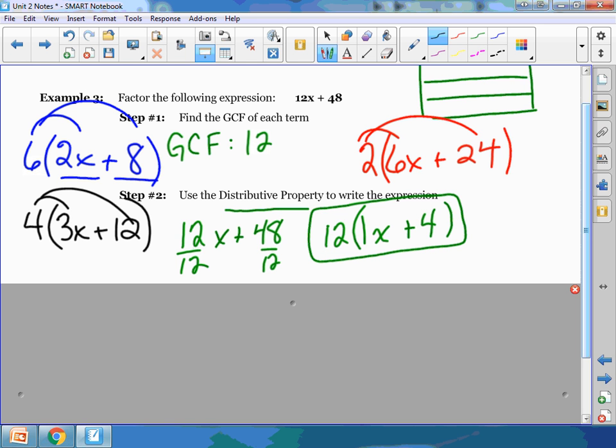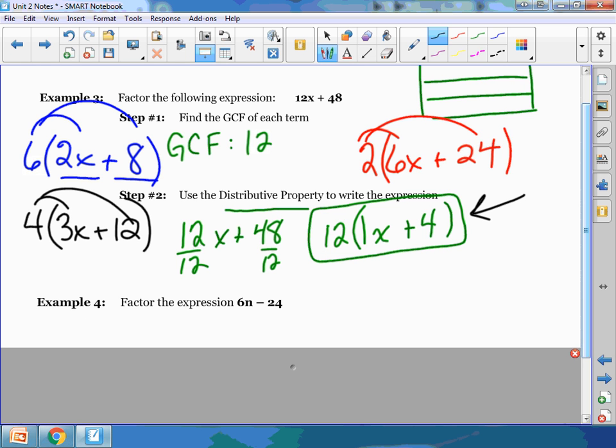The answer, though, that I wanted, when I ask you to factor the expression, I always want you to try to factor it with the greatest common factor. Okay? Because here's the thing. This 2 times this quantity, 6x plus 24, it's still not fully factored. Because 6x and 24 share a common factor. Up here, 2x and 8 share a common factor. 3x and 12 share a common factor. So unless you get the GCF, you're always going to have more factoring to do. That's why I want you to go there with it.